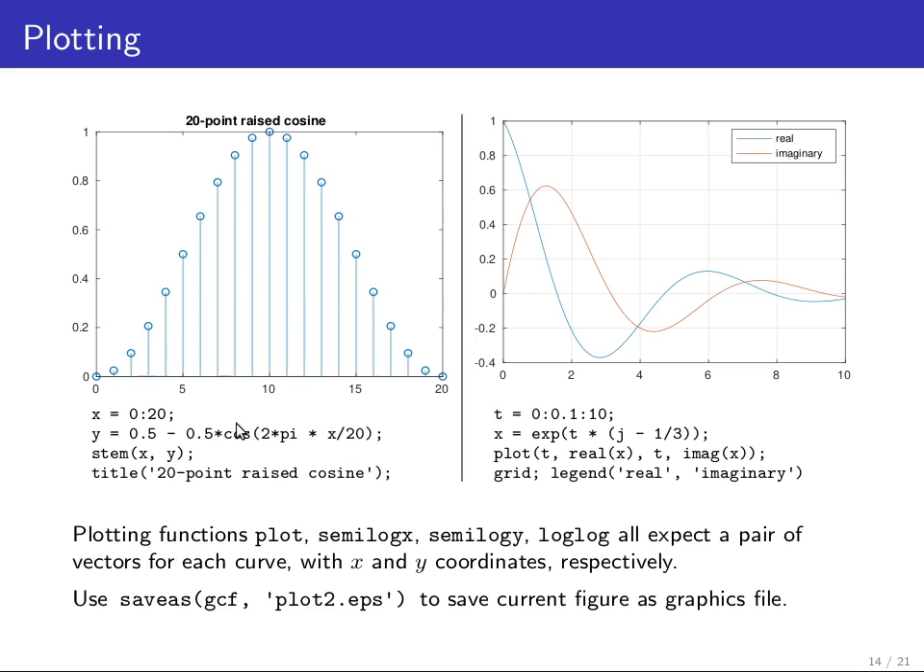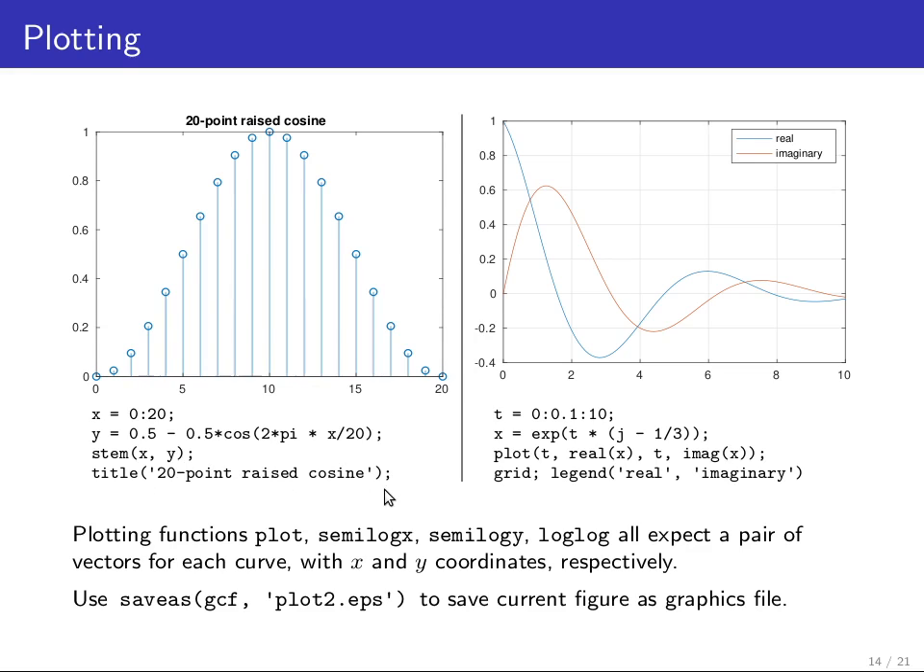If you feed that into the cosine function, then the cosine is element-wise executed on each of those elements. And then again, the resulting vector will be multiplied with 1/2 and subtracted from 1/2. So now we have a vector consisting of x coordinates and a vector consisting of y coordinates. And if we feed that into one of the plotting functions, a vector of x coordinates, a vector of y coordinates, then all the pairs of coordinates will be plotted.